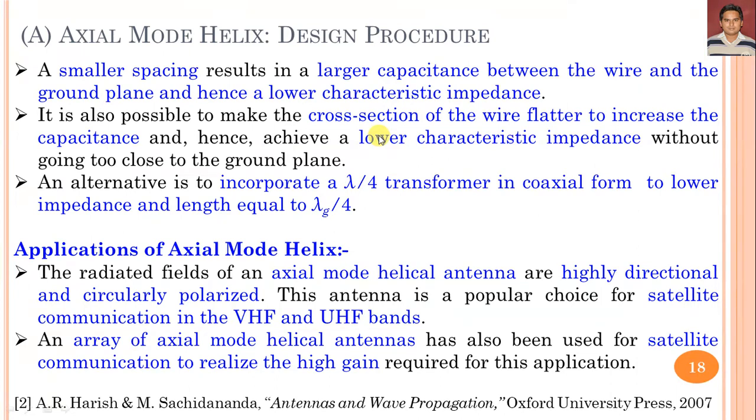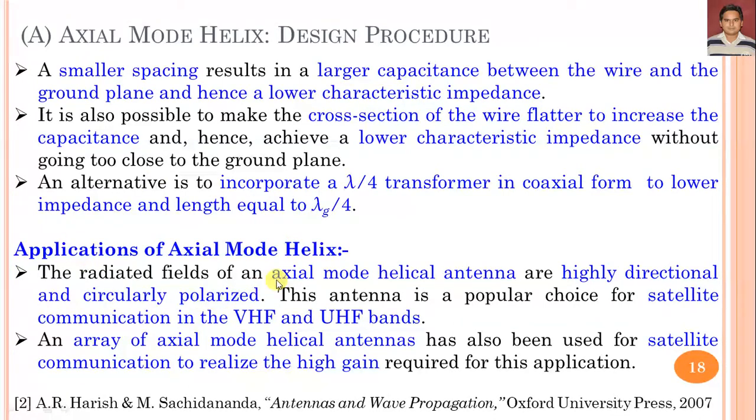So we can say that the axial mode helix input impedance can be matched by varying these three parameters: maybe the smaller spacing, or maybe the cross section of the wire is flat, and maybe incorporating a lambda by 4 transformer. Further, the application of the axial mode helix.